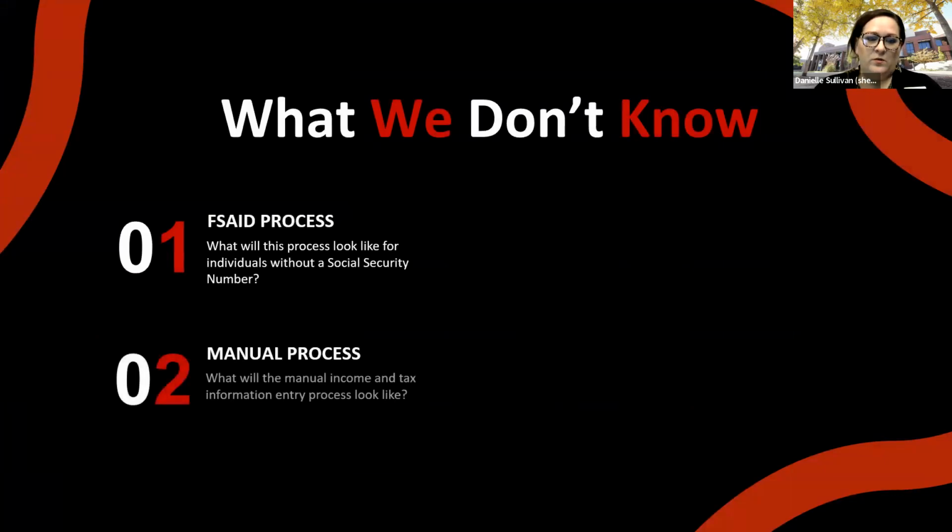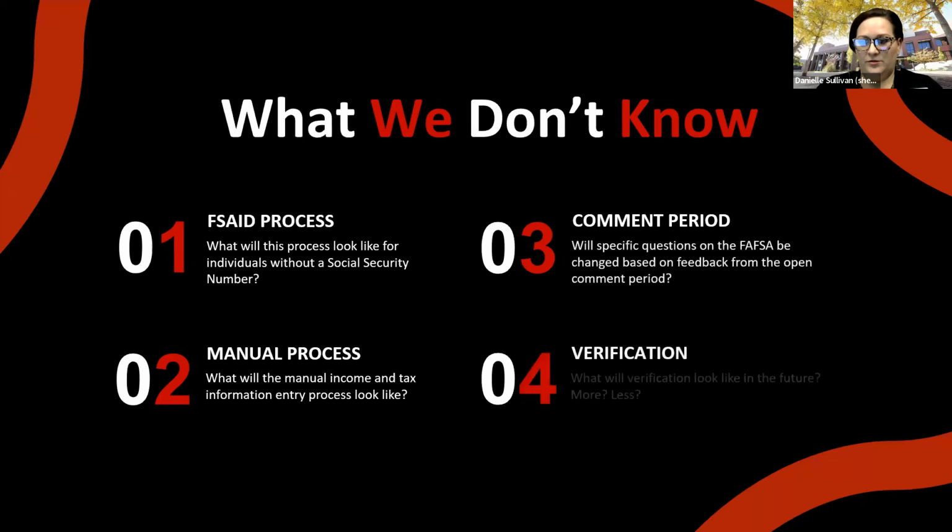So here's what we don't yet know, and we don't have answers for, and we are eagerly awaiting answers on these questions. We still don't know what the FSA ID process is going to look like with individuals without a social security number. We have some details, but we still haven't really figured out what that's going to look like. We also don't know what the manual process is going to look like when the IRS Direct Data Exchange does not find any information within the IRS database. There will be a manual process for people to still be able to enter their information manually when there is not that match performed.